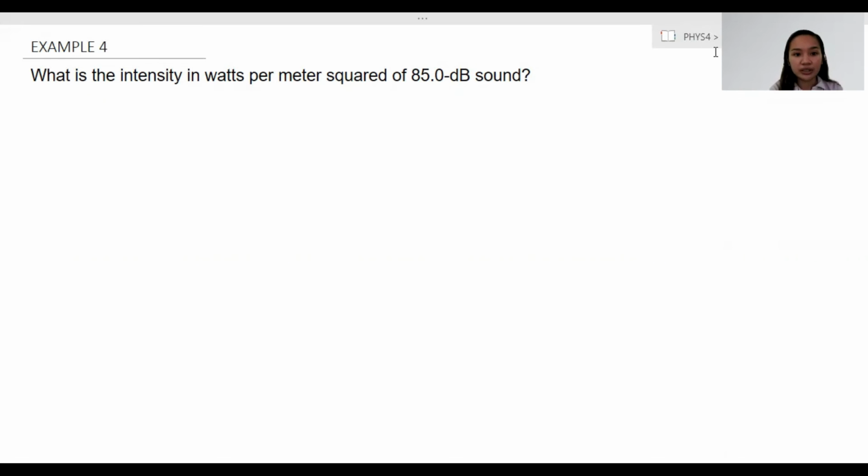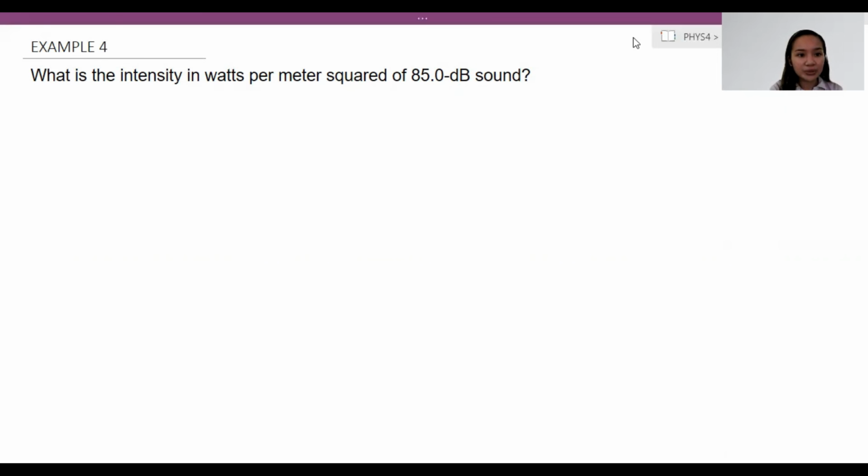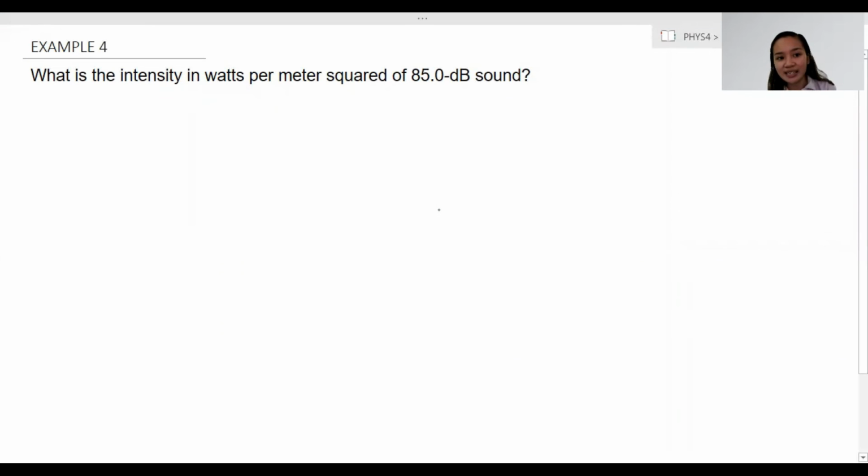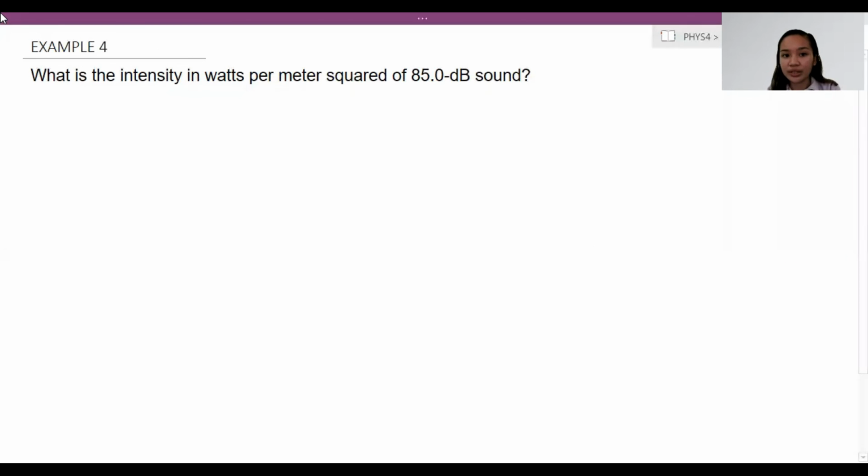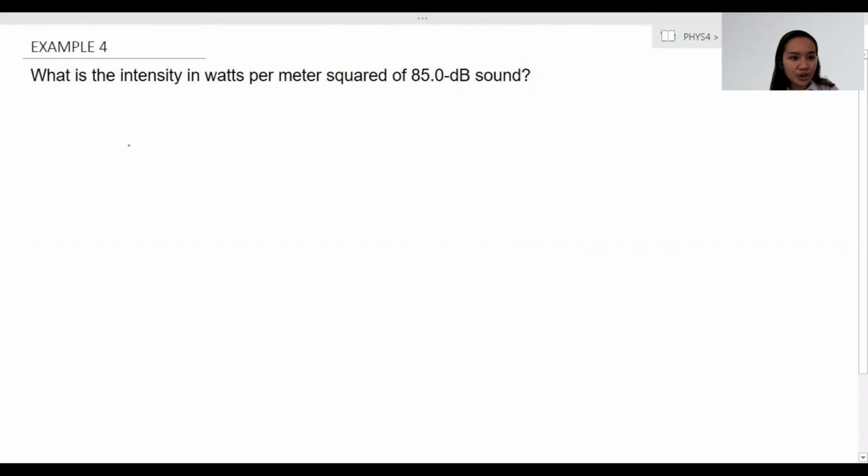Now for the last example, we have here: what is the intensity in watts per meter squared of an 85 decibel sound? So what we're going to do is look for the corresponding intensity of the 85 decibel sound. First, we write our given, that's beta equivalent to 85 decibels. And then we also have the threshold of hearing at 1000 hertz, that's 10 raised to negative 12 watts per meter squared. This is an implicit given, a given that we don't see in the problem, but we consider it as our given.